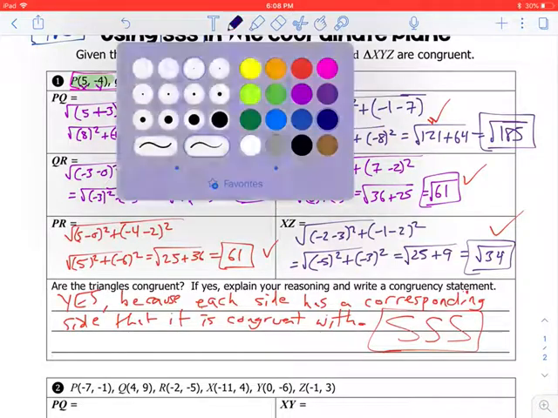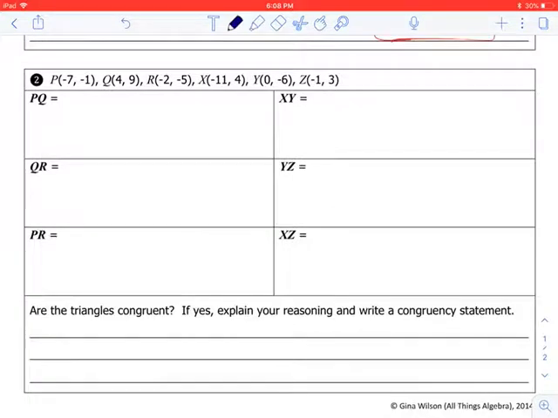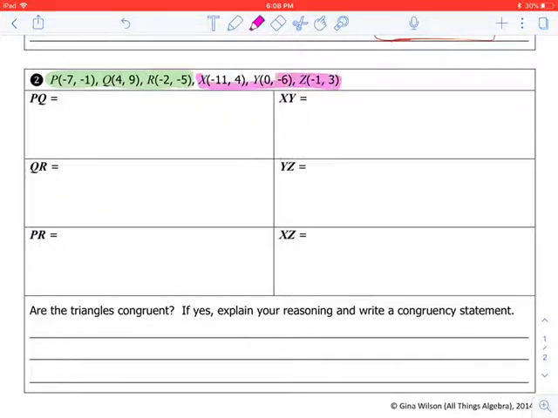Okay. So what I want you to do is take a look at this. So go ahead and write these parts down. So our first triangle is PQR, and our second triangle is, once again, XYZ. So I'm going to look at PQ real quick and see. Good, and then, yeah. So we're going to go ahead and do the first two together, and then I'll let you finish it out.